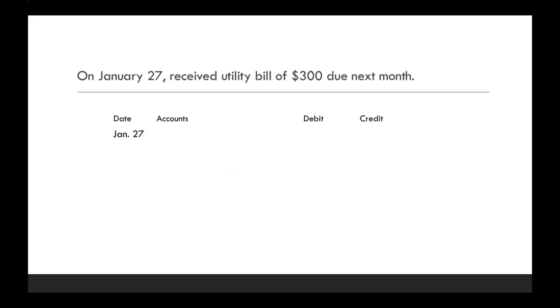Now on January 27th, we received a utility bill of $300 due next month. So we got a bill in the mail for our utilities. We aren't paying it yet, but we owe this money. So we're going to debit an expense because this utility bill, this is our utility expense. And we aren't going to pay the bill right now. So since we owe them money, we want to credit accounts payable. For how much? That's where that $3,000 comes into play.